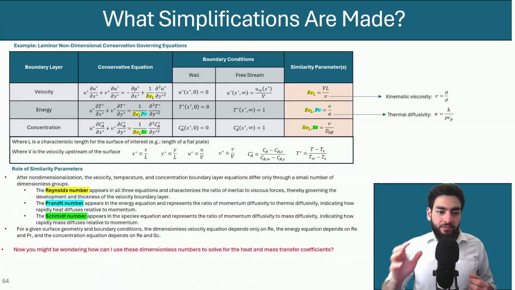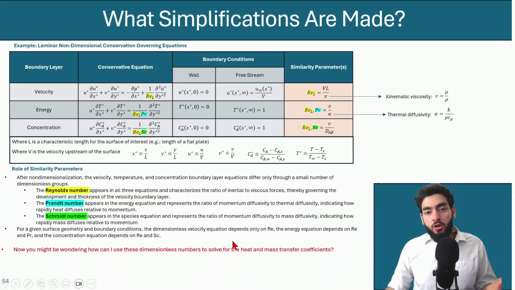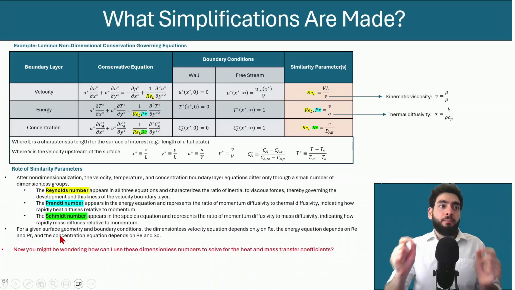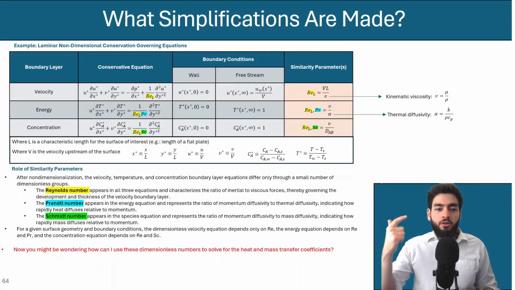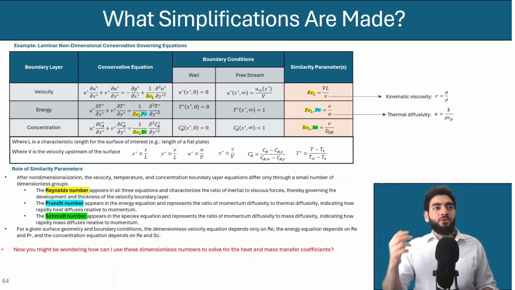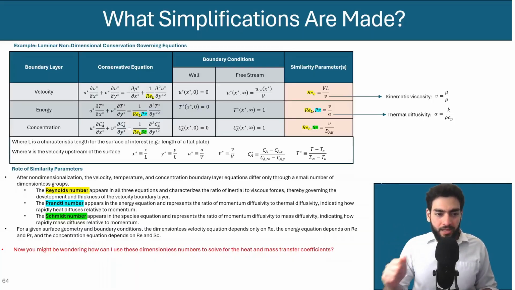Now, for a given surface geometry and boundary condition, the dimensionless velocity equation depends only on Reynolds number. So to summarize, for a given surface geometry and boundary conditions, and this is what you need to know, the dimensionless velocity equation depends only on Reynolds number, the dimensionless energy equation depends only on Reynolds and Prandtl, and the concentration equation depends only on Reynolds and Schmidt.